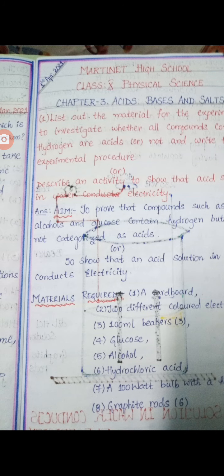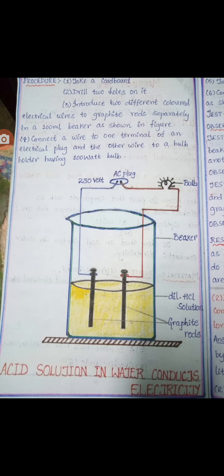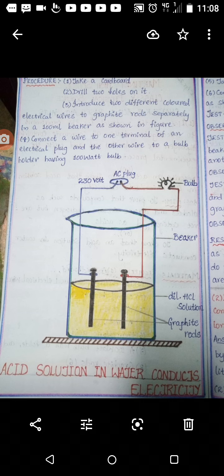Now students, after this we move on to the second point of the experiment, that is procedure. Under it the first point is: take a cardboard, drill 2 holes on the cardboard. Now introduce 2 different colored electrical wires to graphite rods separately in a 100 milliliter beaker as shown in the figure. Now you can look at the figure, students.